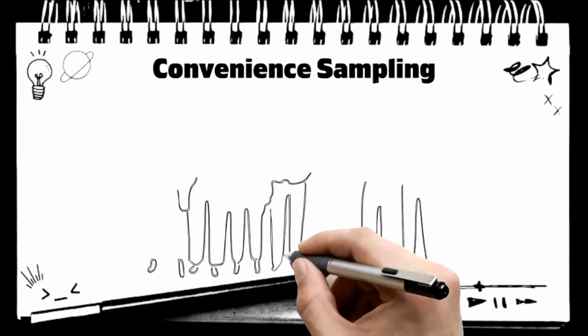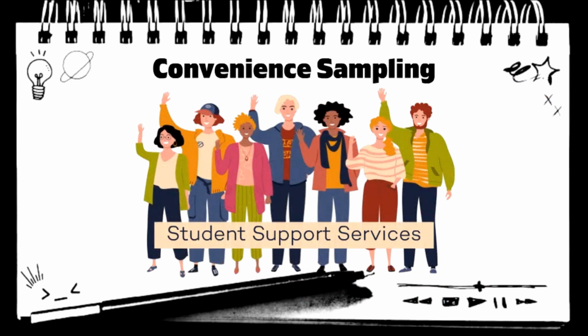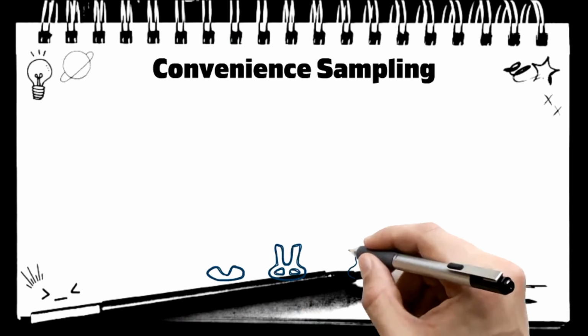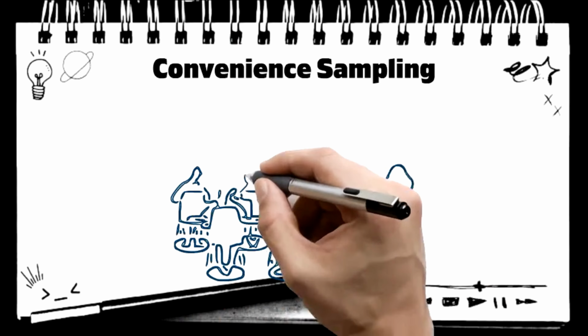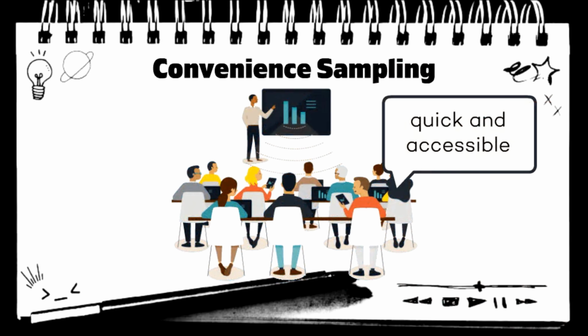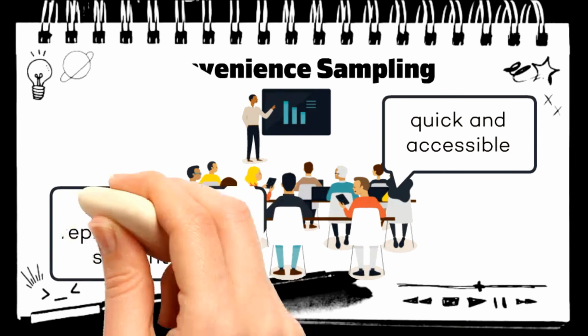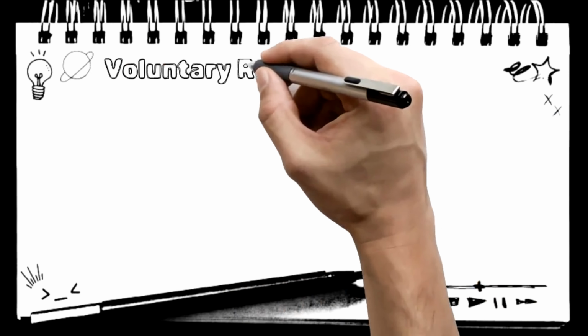For example, to gather feedback on student support services at Tarlac National High School, convenience sampling can be employed. This involves surveying students in your classes, offering a quick and accessible approach to collecting data. However, since the sample is limited to students taking the same classes, it may not fully represent the diverse perspectives of the entire student body.